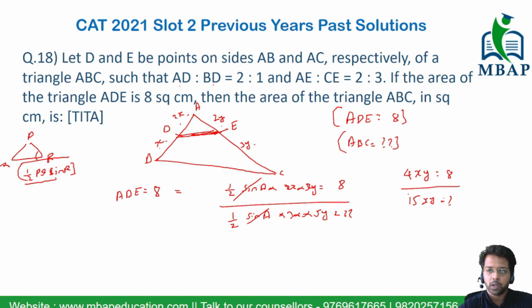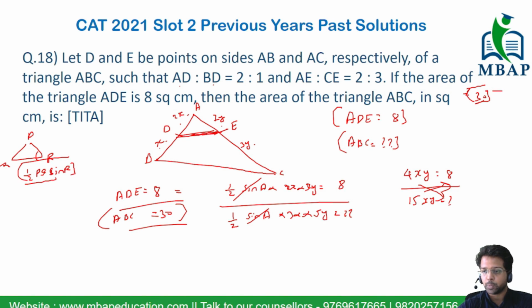If you just cross multiply, you will get the value of the whole triangle, which is 15xy, so the area of triangle ABC will be equal to 30 units. So 30 will be the answer for the area of triangle ABC. It's a tough-looking question, but the answer is as simple as 30, which you will type in.